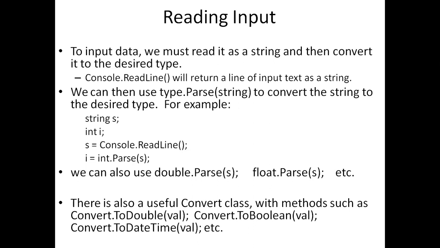There is also a useful Convert class with methods such as Convert.ToDouble. Either we use the statement double.Parse(s), or we write Convert.ToDouble(value), Convert.ToBoolean(value), and Convert.ToDateTime(value), where val is the argument. This way we use the Convert statement, Convert dot the name of the function, ToDouble, or we write the double.Parse function. This is used for conversion from one type to another type.